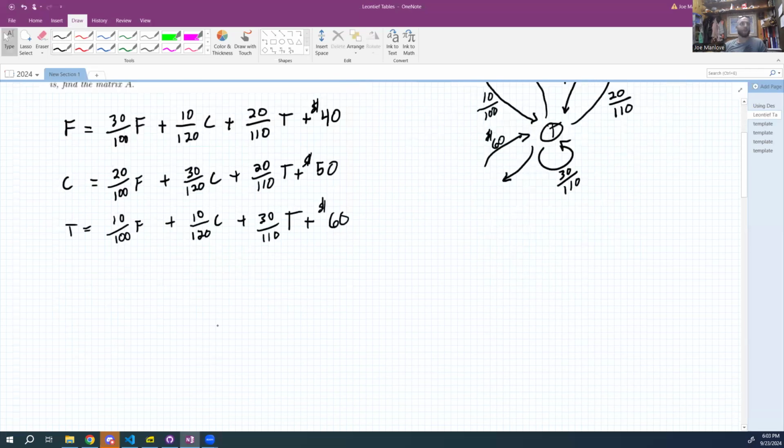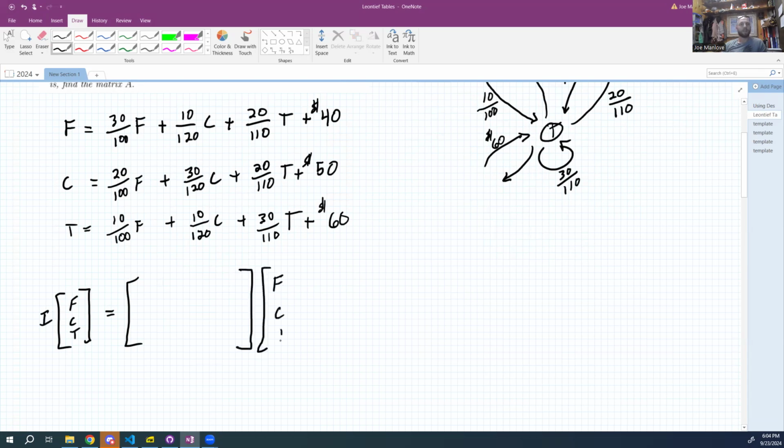So that's going to let me make a matrix. I can say here on the left-hand side, I've got a vector FCT. That's got an identity matrix attached to it. In this center bit here, I'm going to have a matrix that's kind of gross to write down. You'll have to bear with me on that. And then here I've got FCT again. And then I've got my external demand vector. So there's a 40, 50, and 60 in there.